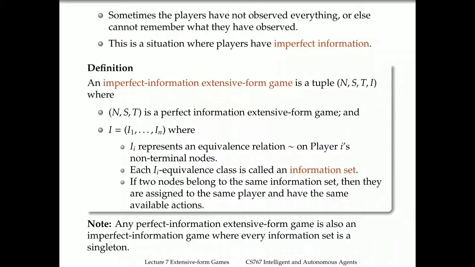Each equivalence relation I_i belongs to a single player i, and this is a relation that's defined on all of the non-terminal nodes that belong to player i. And each equivalence class is what we call an information set. If two nodes belong to the same information set, then they are assigned to the same player and have the same available actions. So that's the requirement, right? And you can see that this is a generalization of perfect information games, because in a perfect information game, we just assume that these equivalence relations are identity relations. So this means that every equivalence class contains a unique node in the tree, right?